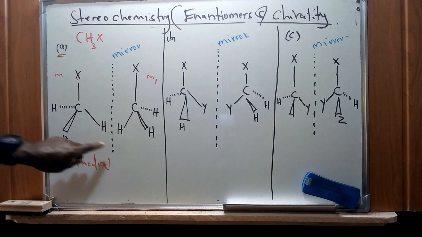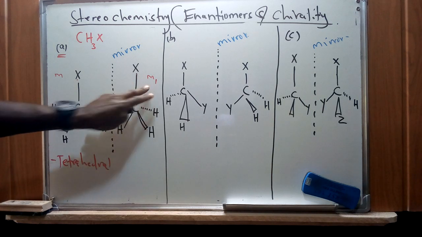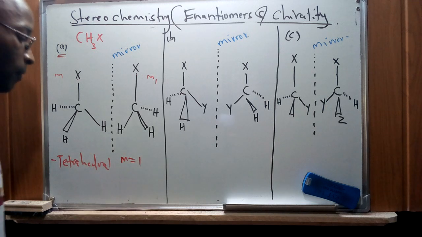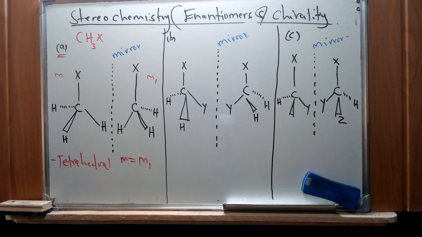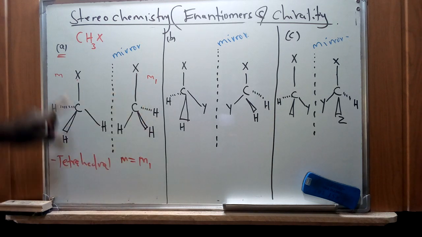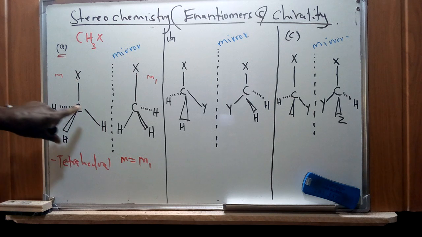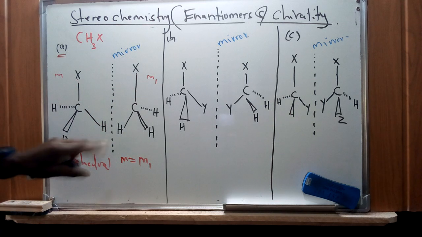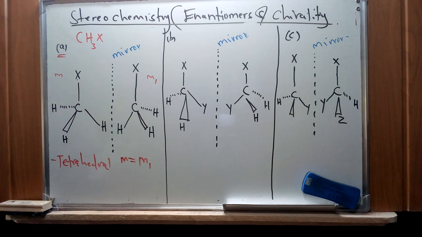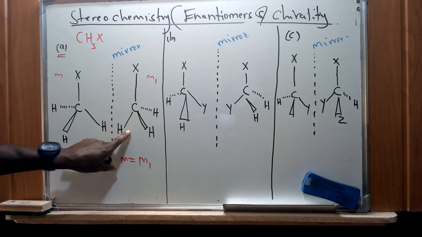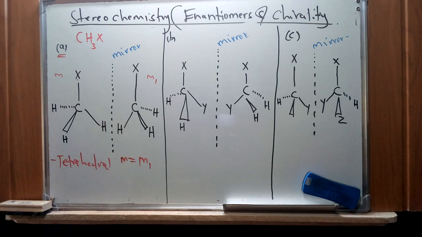So in this case, if we do a mirror image, we will find that the mirror image is just the same as the parent molecule. Therefore we can conclude that M equals M1. Our conclusion is that the mirror image of this particular molecule, which is M1, is the same as this one. This is a chemical compound, and this M1 contains the same chemical properties as M, and that one will be a mirror image. So we can say that this compound can be superimposed on its mirror image. So these are the same compounds.